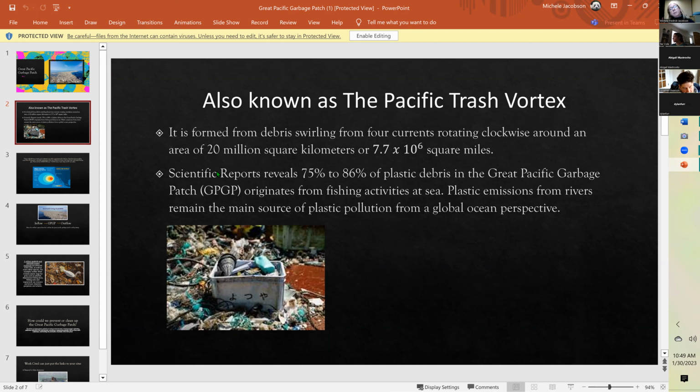Scientific Reports, that was the company, reveals 75 to 86% of the plastic debris in the Great Pacific Garbage Patch originated from fishing. So most of it is from fishing, but other things too, like we take all of our plastic and ship it over to China to be recycled instead of recycling it ourselves, and it falls off the barges. So that is some of it too. And it comes from other countries.